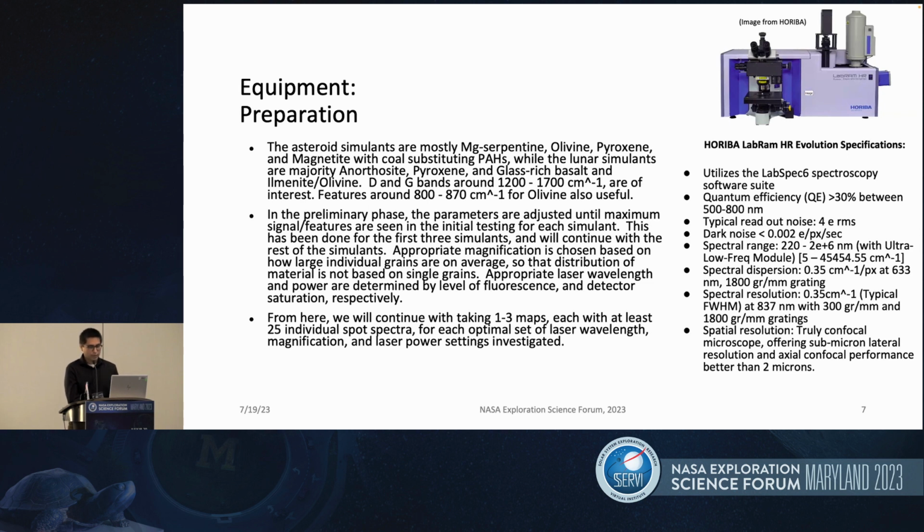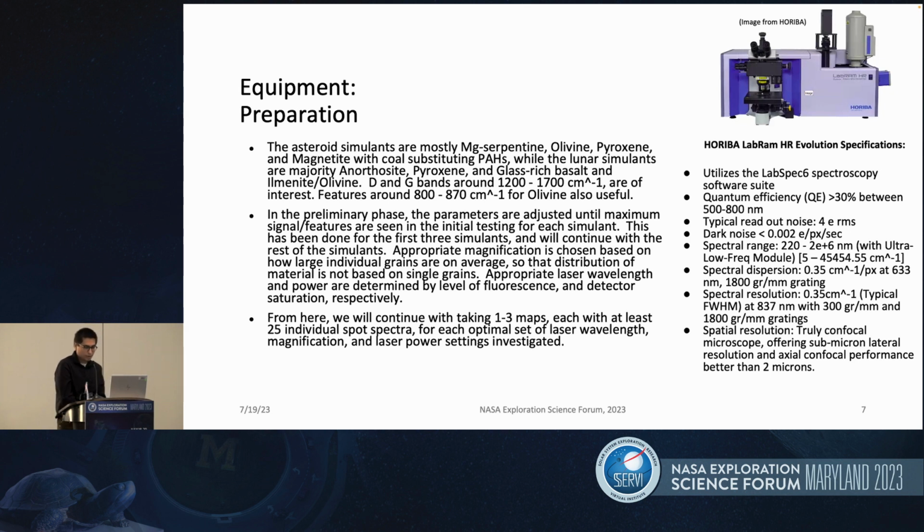During the preliminary phases of analyzing the samples, we adjust the parameters to maximize the signal features while minimizing our noise. The choice of magnification depends upon the individual grain sizes of each of these simulants, since we want to make sure that our measurements identify changes in the mineralogy over large enough spatial distances. Laser wavelength and power are also determined by the level of fluorescence that's seen, as well as detector saturation.